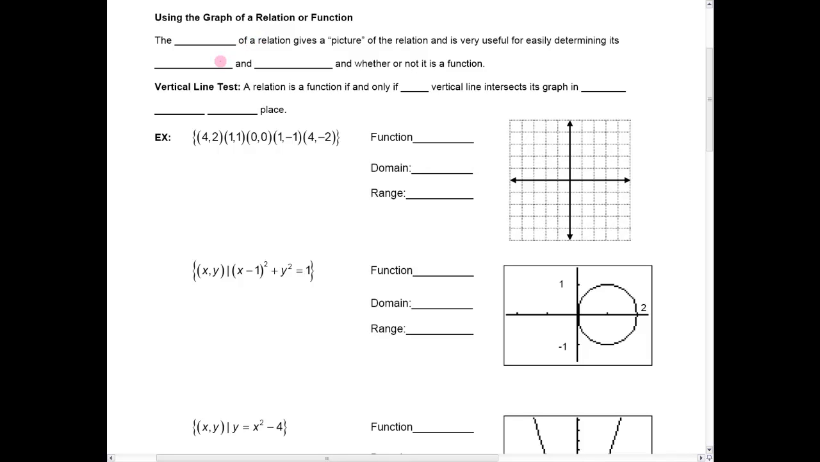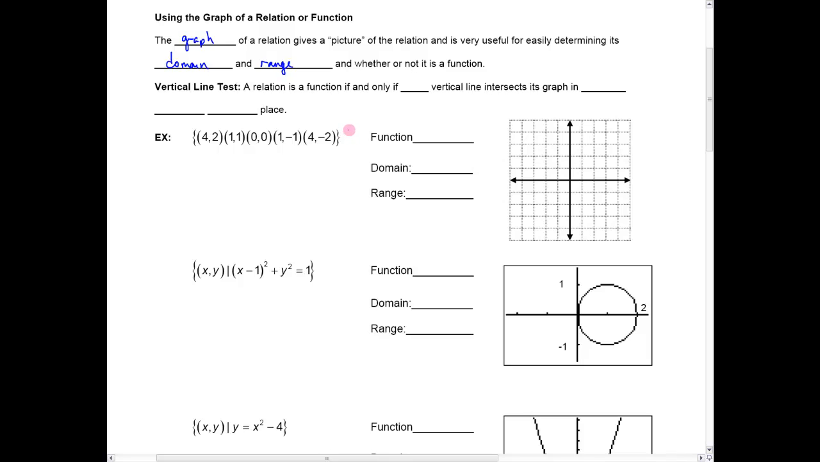Hi everybody. In this lesson I wanted to look at how you use the graph of a relation or a function. The graph of a relation gives us a picture of it that's very useful for easily determining its domain and range and whether or not it is a function.